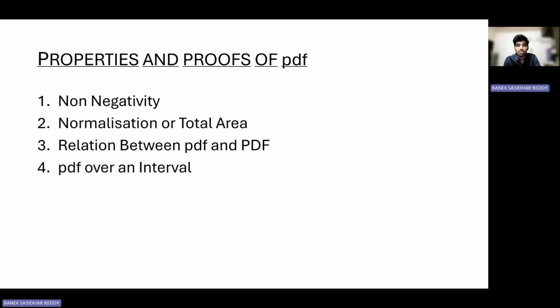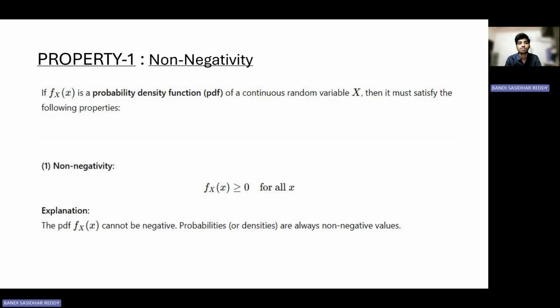Let's see the properties and proofs of probability density function. Property 1. fX of x is always greater than or equal to 0. It cannot be negative because the probabilities of a continuous random variable cannot be less than 0, so they are always non-negative.